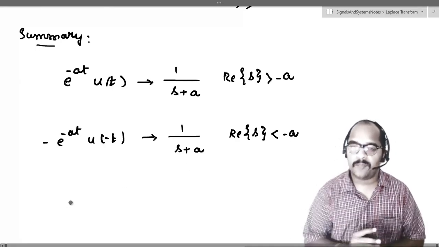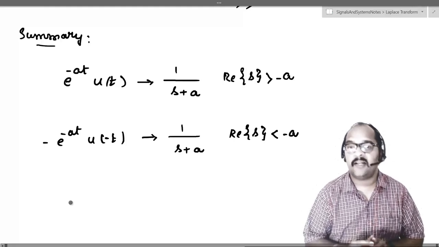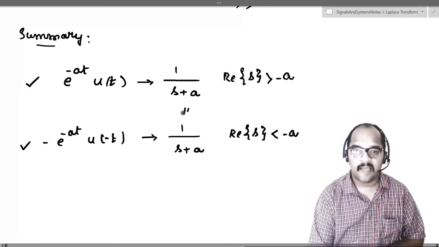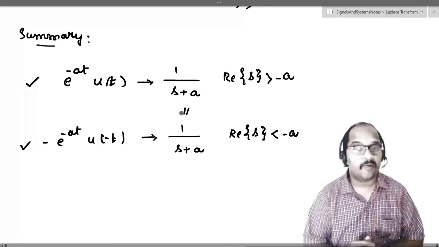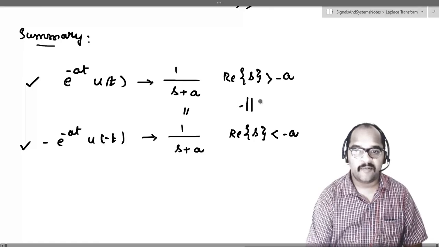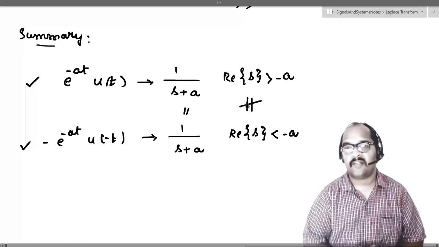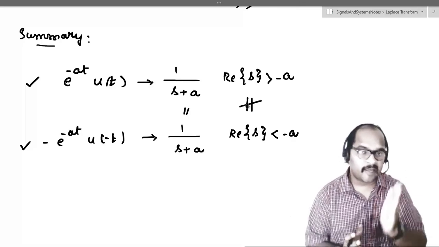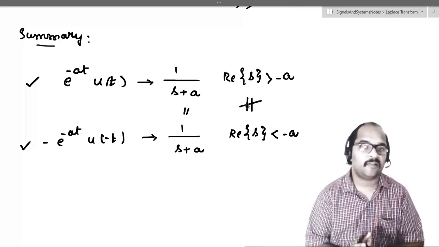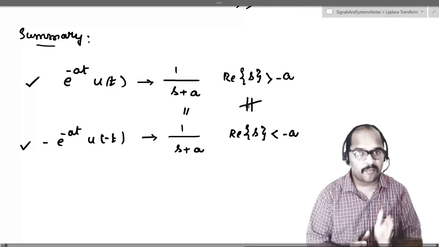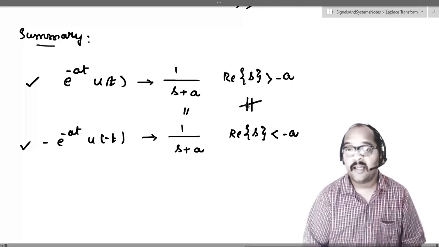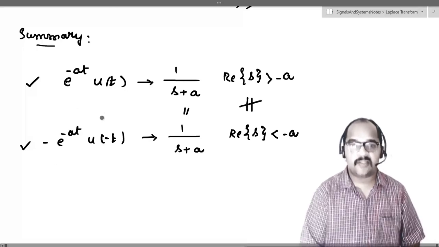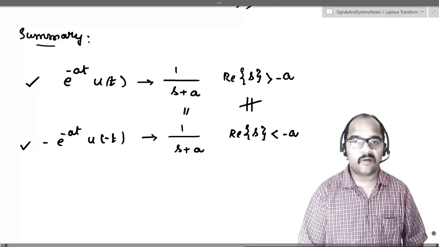So what do you observe here? We observe that we can have multiple signals with the same Laplace transform, but where do they differ? They differ in region of convergence. The regions of convergence are not the same, even though the mathematical expression for the Laplace transform is the same, they differ in region of convergence. So please keep this in mind, and the corresponding examples are also very important.